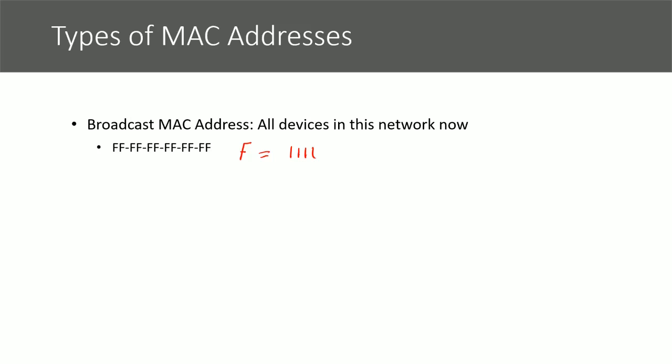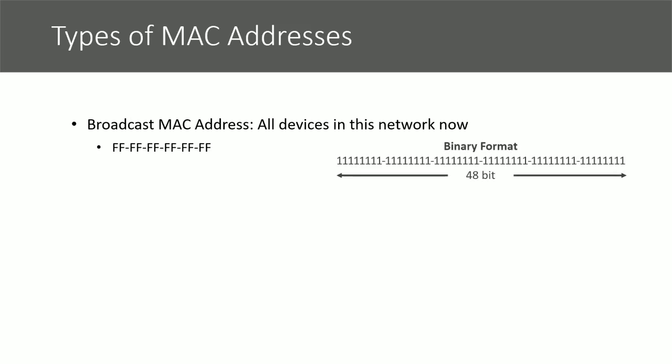So if the destination MAC address is a broadcast address with all Fs, this means this frame is meant to be sent to all devices in the network that are active now. So in binary format, this is all ones, 48 bits, all ones in binary format, or in hexadecimal, it is all Fs, which is the same as all ones in binary.